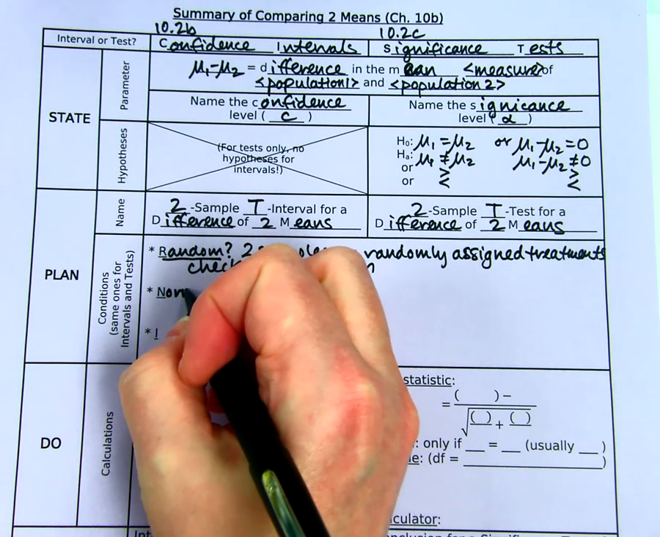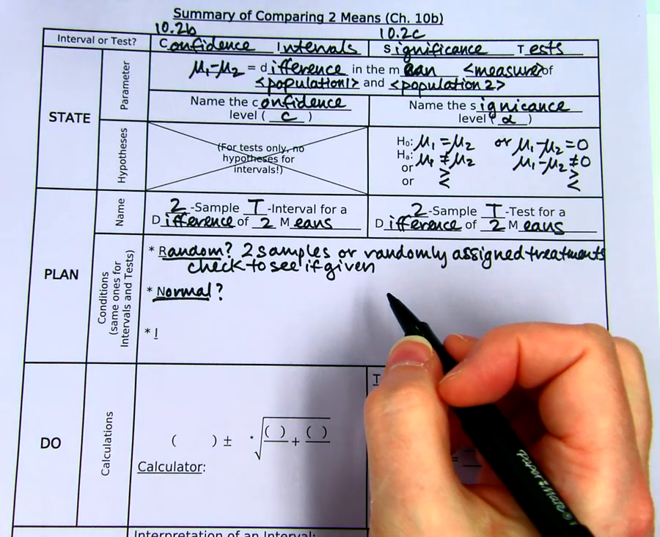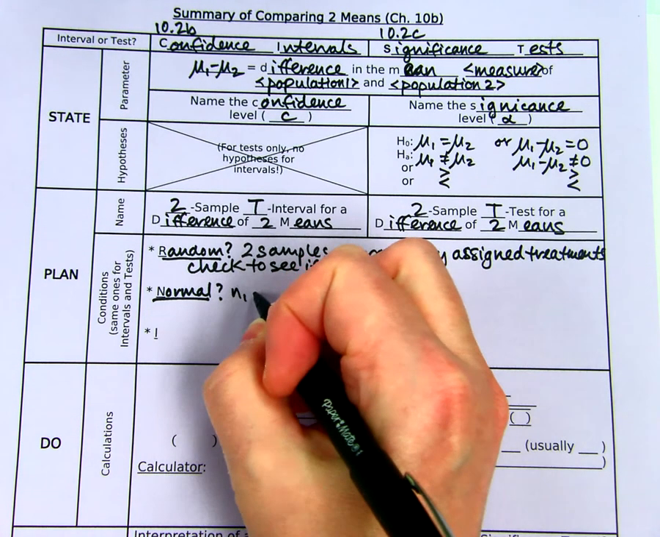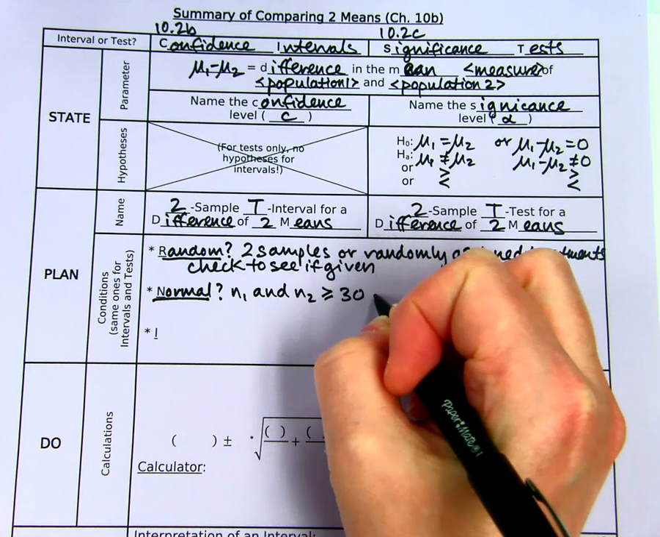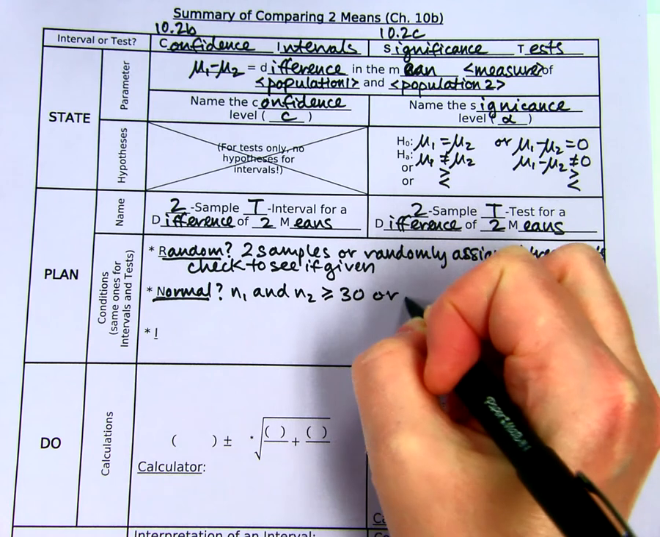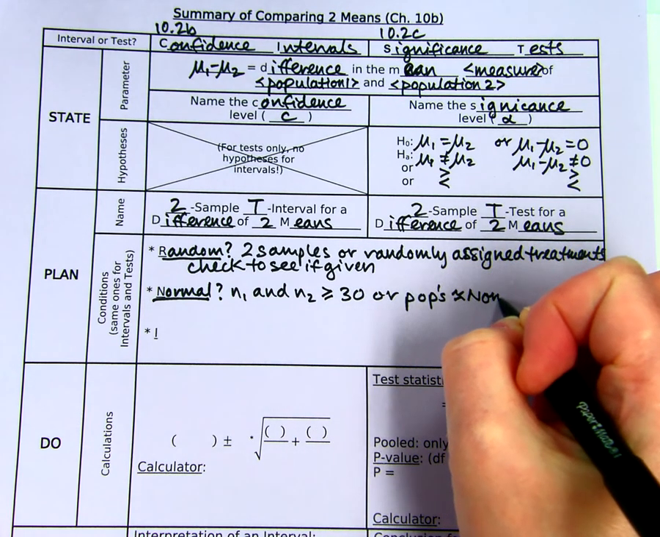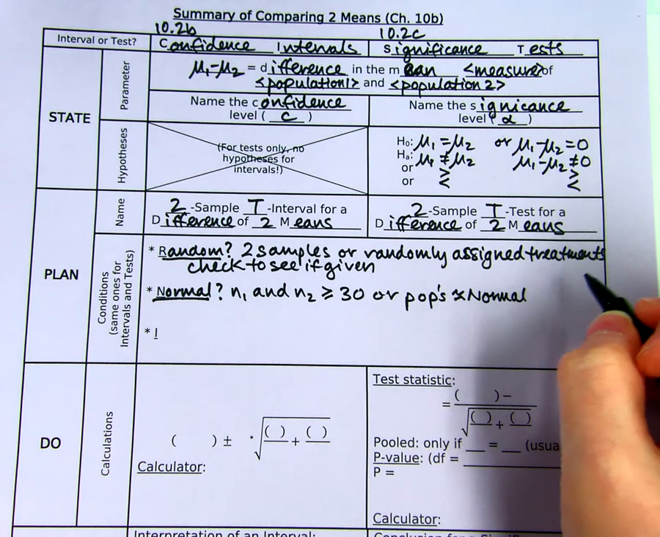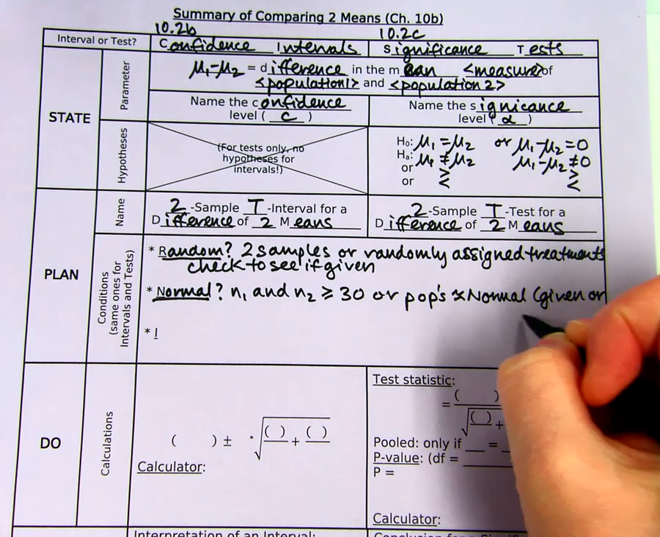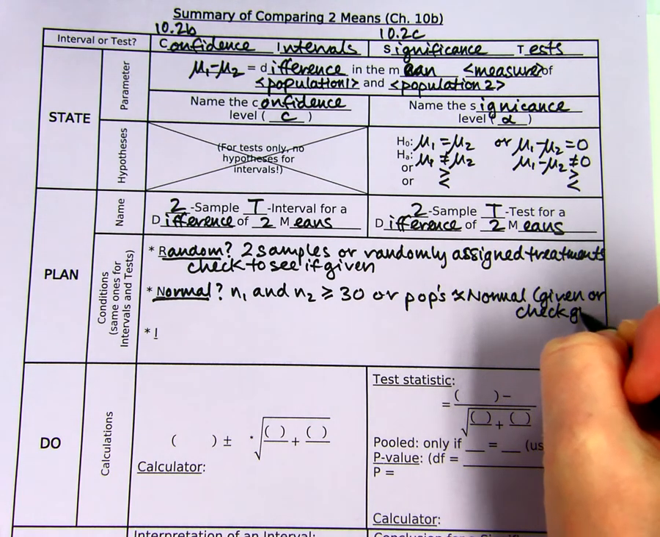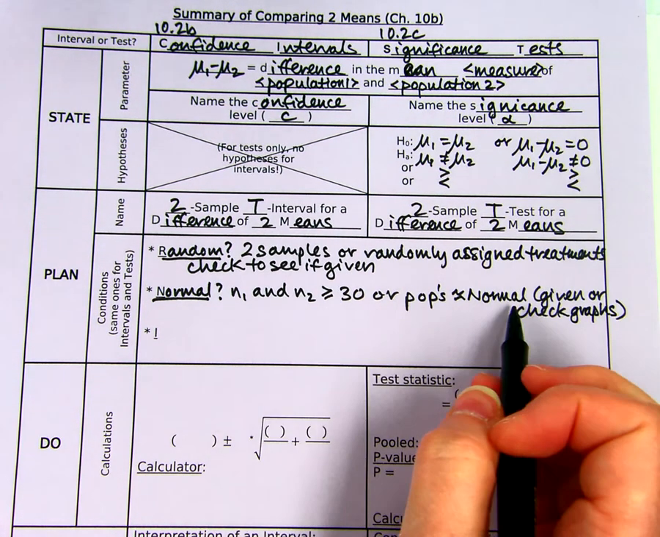N is for normal. And this is where you don't check NP anymore. You check the N1 and the N2 to see if they're bigger than 30. That's one way to check. Or populations are approximately normal. And that could be given, or you could check the graphs. And it's okay to check the graph on one of them, and the other one you don't have to because it's bigger than 30, or one of them might be given.